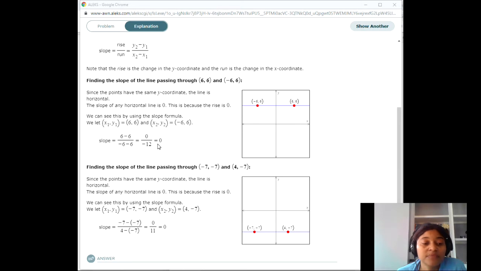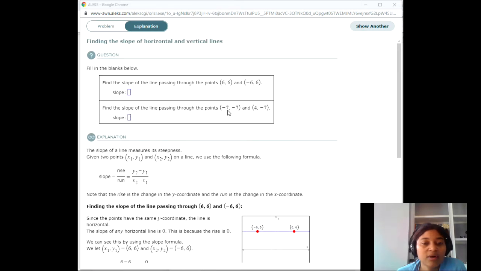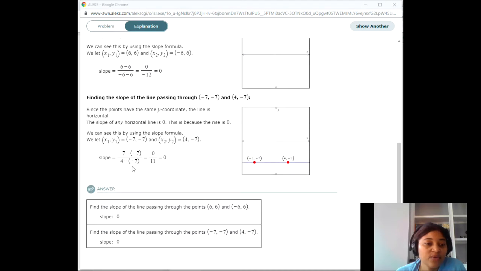And then here for the second problem, they have a -7 and a -7, and then 4 and a -7. They worked that problem out here. They did -7 minus a -7, which gives a 0, and then here 4 minus -7 is an 11, and so 0 over 11 equals 0. Please keep in mind to use your calculator to get the answers right if you're not sure about the negative and positive signs. Okay, and so you can see here that we have the slope of 0 for both answers. Okay, let's move on to the next problem.